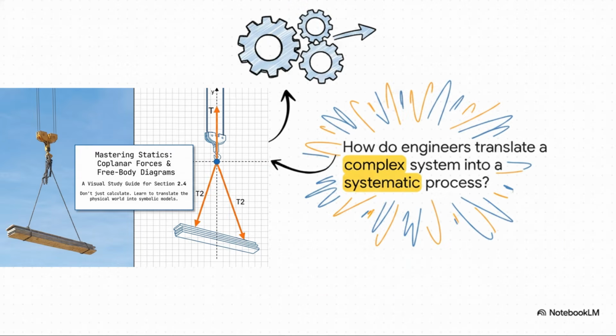Look at this crane. You've got gravity yanking the load down. You've got tension in the chains pulling up and out. That's a lot. Now, to make sure this lift is safe, an engineer can't just guess. They have to translate this physical reality into a clear symbolic diagram. And that translation, that is the single most important skill we're going to master today.